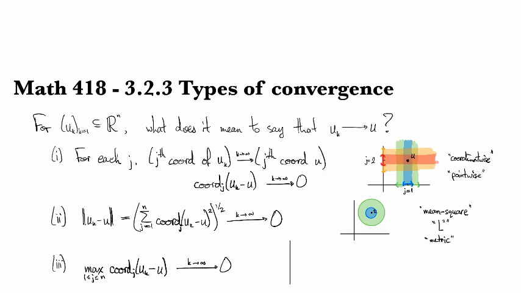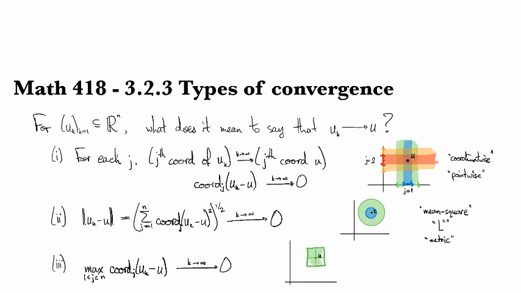In terms of tolerances, that means that if this is the point U that our sequence is purportedly converging towards, then for some tolerance, we say, okay, we need the jth coordinate to be within such and such a distance, but also the first coordinate, but also the second coordinate, and so on and so forth. So that means that actually everything has to be inside this box.